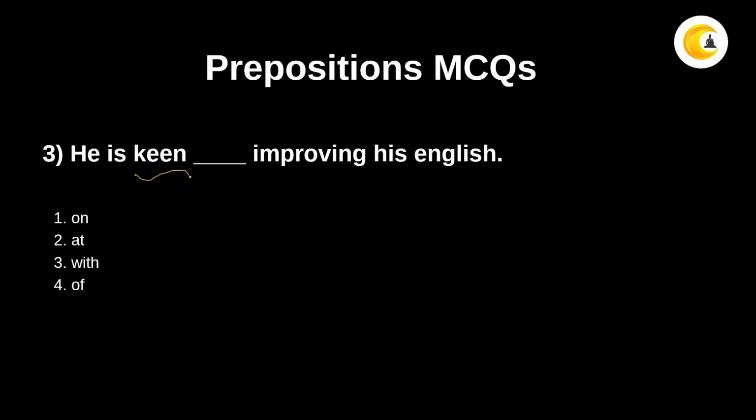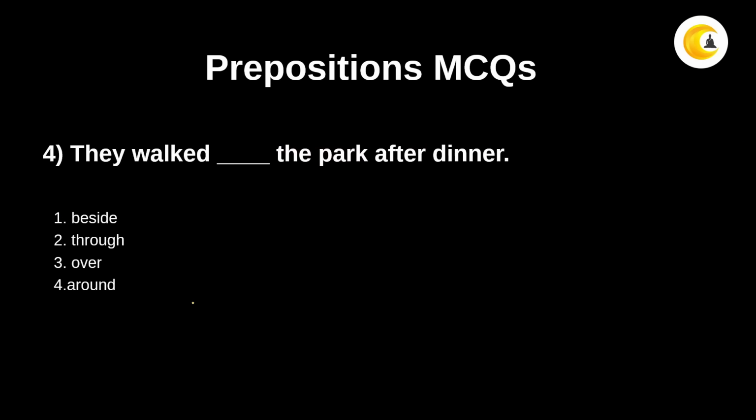Okay, so this is basically a conjunction word. Keen always goes with one thing, on. He is keen on improving his English. Keen always goes with the word on. So your answer is in option number one, that is on.